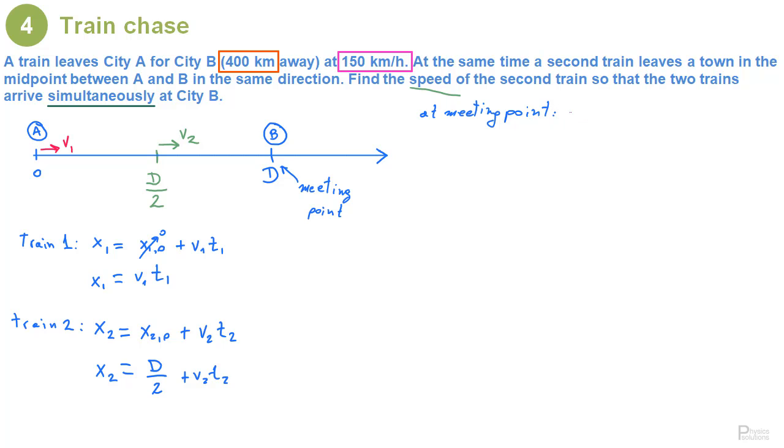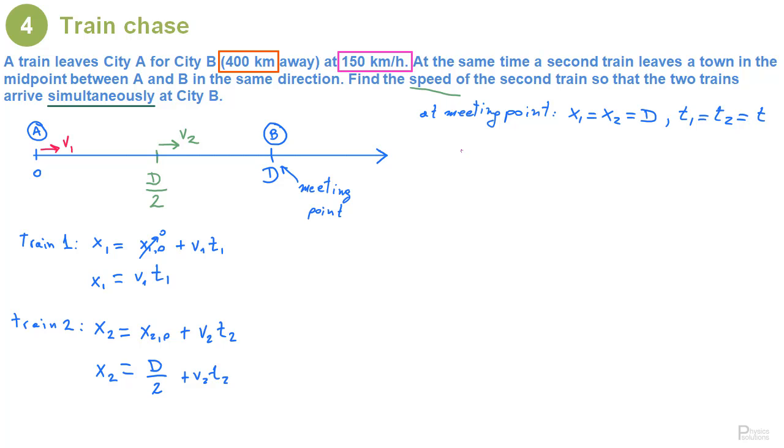So at the meeting point, we know that x1, the position of the first train, must be equal to the position of the second train, and that must be equal to d, which is where city B is. The other condition is that given that the two trains started at the same time, the time that they will travel is going to be the same. So t1 is going to be equal to t2, and we can simply call this t.